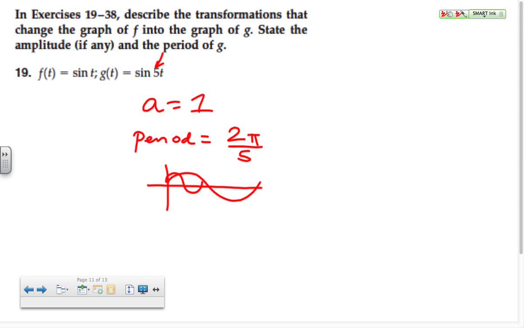You can talk about it in those terms. You can talk about the fact that the period will be much shorter. So you can say it squishes the graph. You can say it shortens the graph. It's whatever you want, however you want to talk about it. You can also say it's a horizontal stretch. Because even though it's shrinking it, it's still considered a stretch because it's a fraction. Okay, moving on.